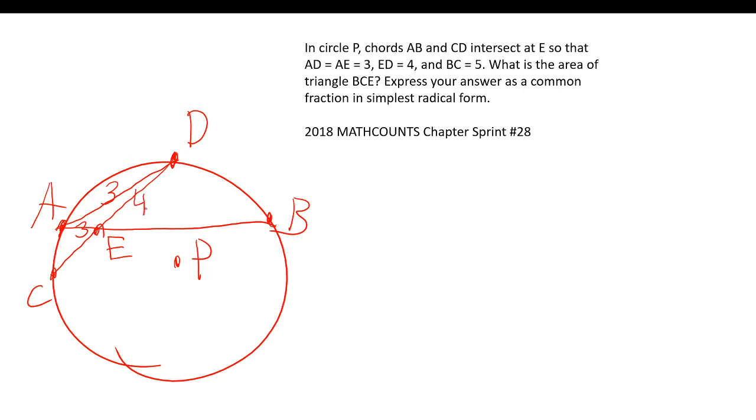And then we know that BC is 5. So BC is 5. And let's see where that comes in. Oh, BC right over here. Okay. So I'm going to bring out the eraser, and we do not need this. Okay. So we know that BC is 5, so I'm just going to draw the segment in. BC is 5. And we want the area of triangle BCE.